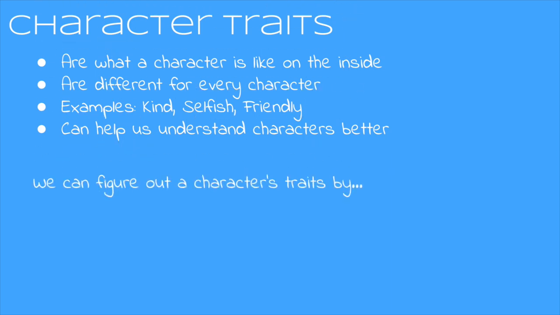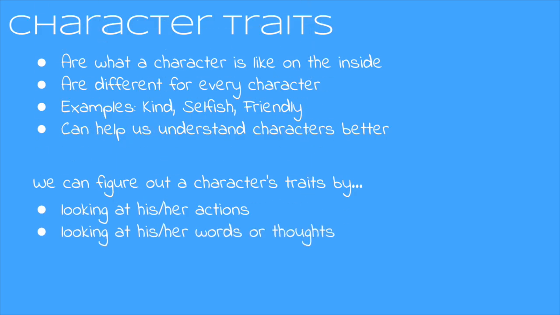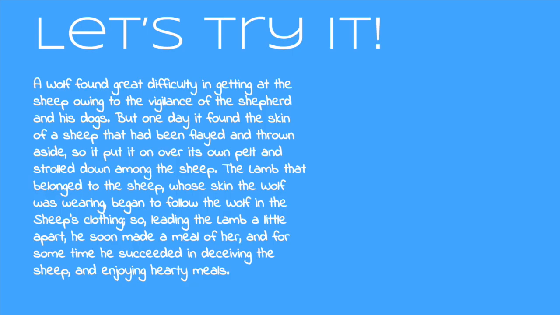To figure out a character's traits, we can look at his or her actions. We can look at his or her words or thoughts. And we can look at his or her motivations. Let's give it a try. We read this passage already when we learned about sequence of events and motivations, but why don't we read it through again just to make sure we remember it all?